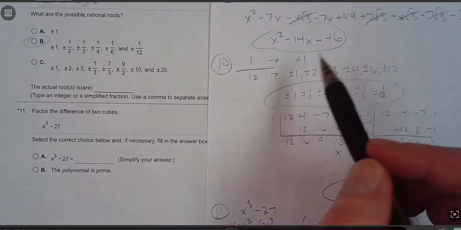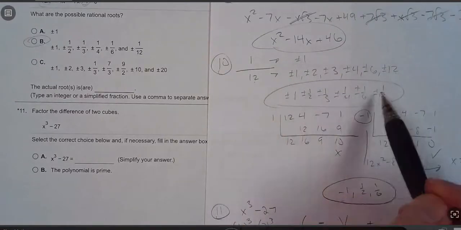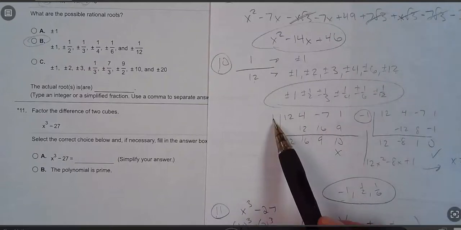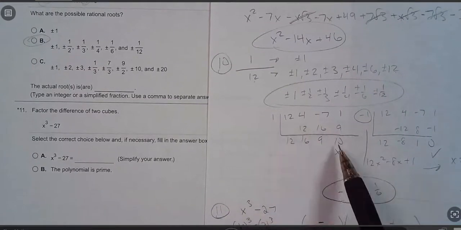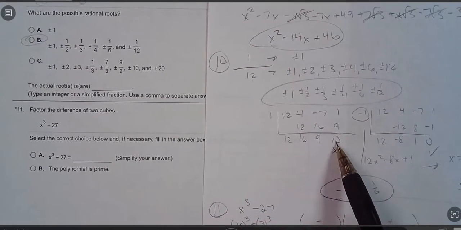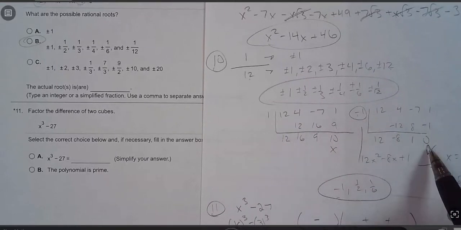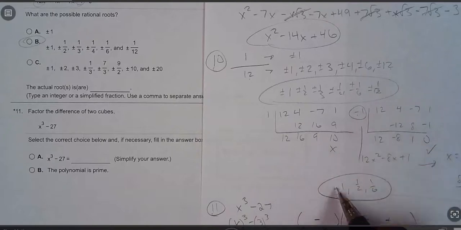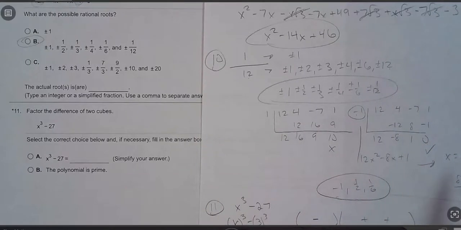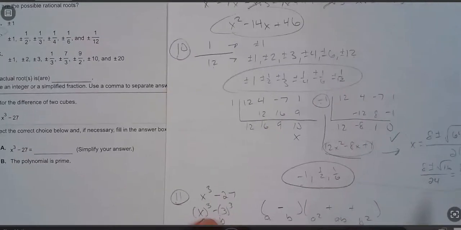Well, start trying these. Out of this list, do synthetic division until you find one that works. I tried positive 1 first. It didn't work because I got a 10 on the end. So that was not a root, so throw it out. Now try negative 1. It worked. So negative 1 is one of them, which I circled and put down here in my list. What's left is a quadratic.